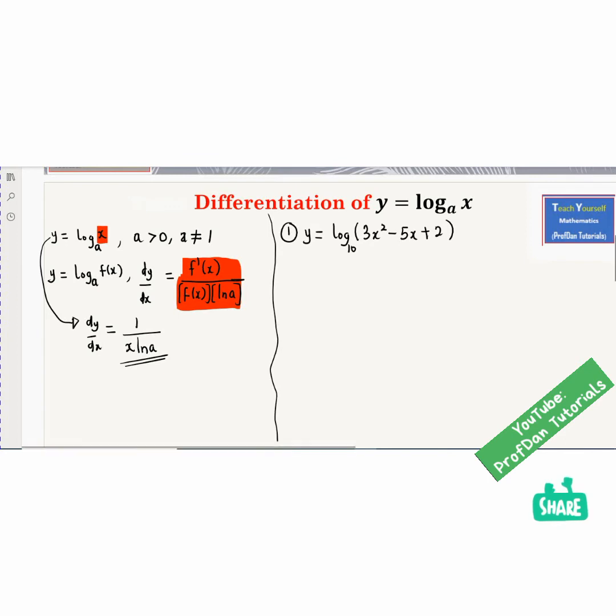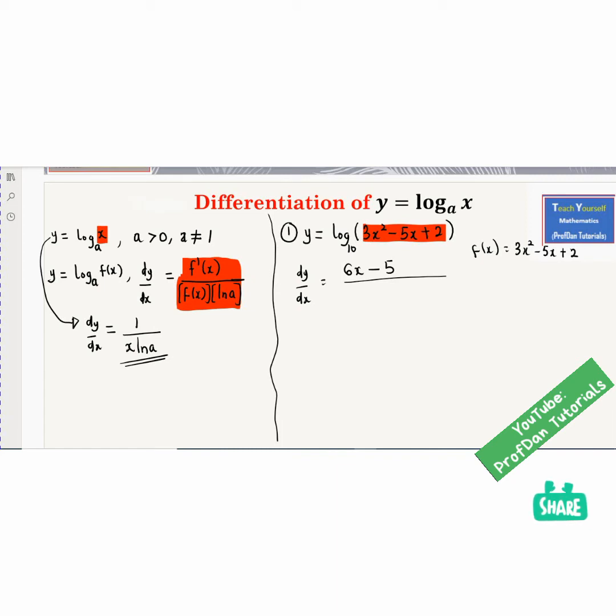Looking at this example is as easy as applying it straight away. This is a logarithm function to base 10 of the function 3x squared minus 5x plus 2. Don't forget, all you have to do is dy/dx is going to be equal to f prime of x. In this case, our f of x is the whole of 3x squared minus 5x plus 2. So f prime of x, differentiate this, you have 6x minus 5.